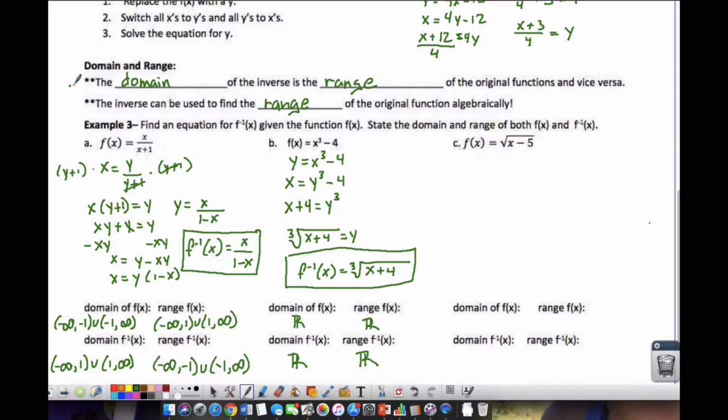All right, let's try this last one here. And this one has a little trick to it as far as finding the domain and range. So go ahead, pause your video, and do this from the beginning to the end and see if you can come up with the inverse function, and then rejoin me when you're ready.